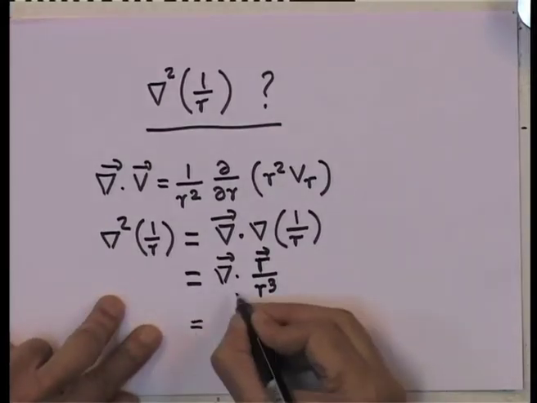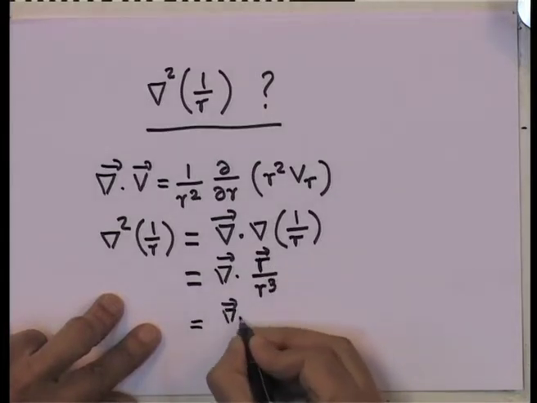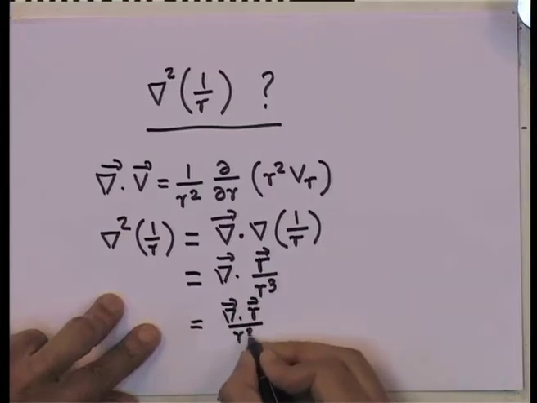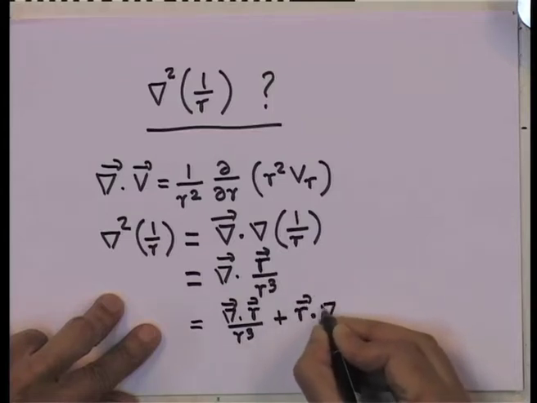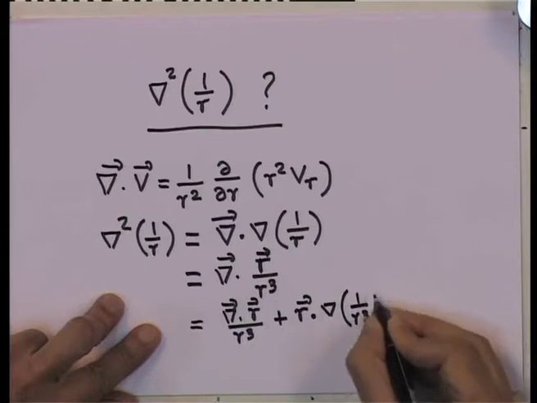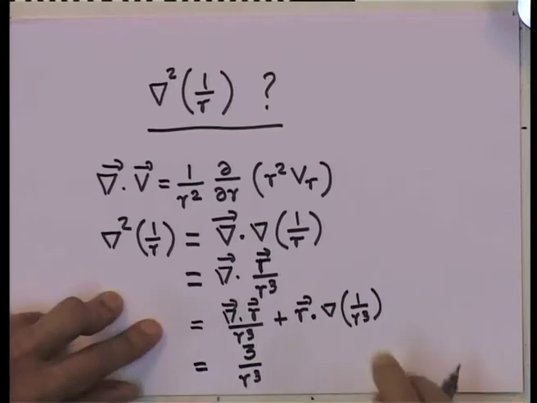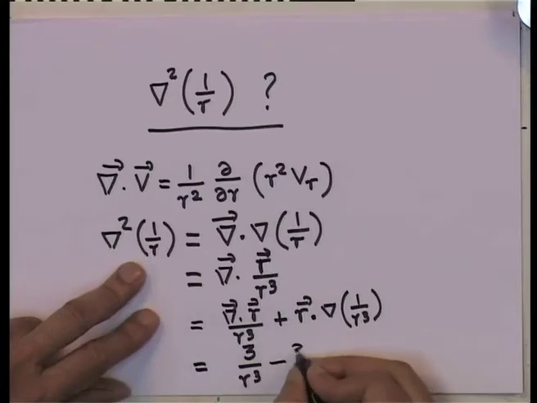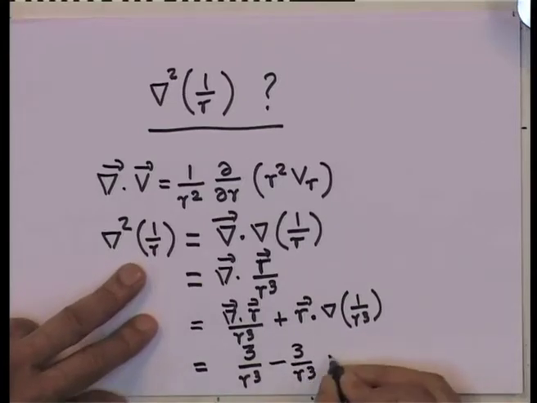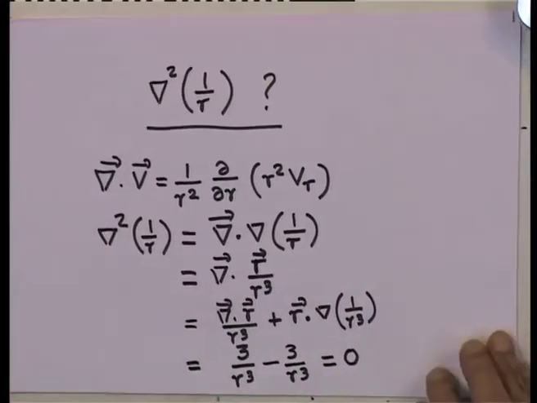Now, you know that this is the divergence of a vector times a scalar. So, this is equal to del dot r by r cube plus vector r dotted with the gradient of 1 over r cube. Del dot of r we have seen is 3, so this is 3 by r cube. This is r dot del of 1 over r cube, and you can easily see that this is also 3 by r cube, but with a minus sign, and hence it is equal to 0. However, this is true only if r is not equal to 0.